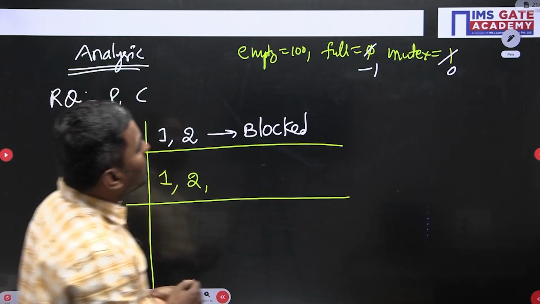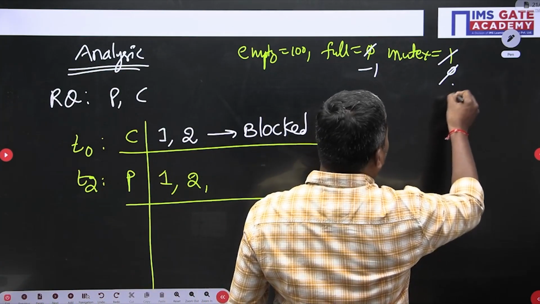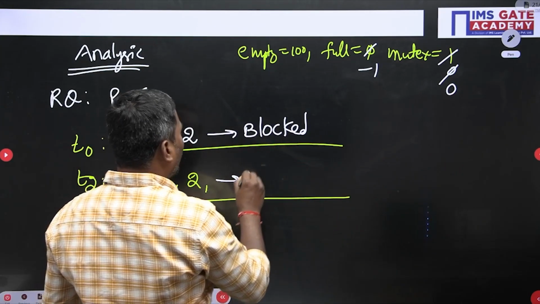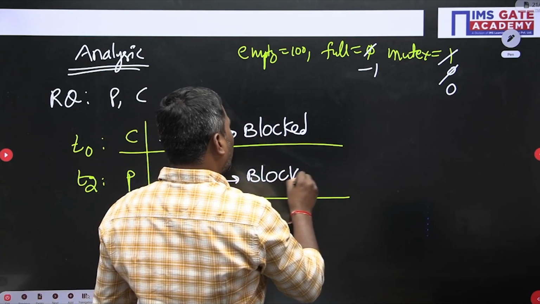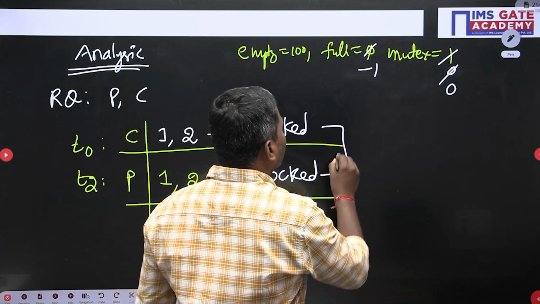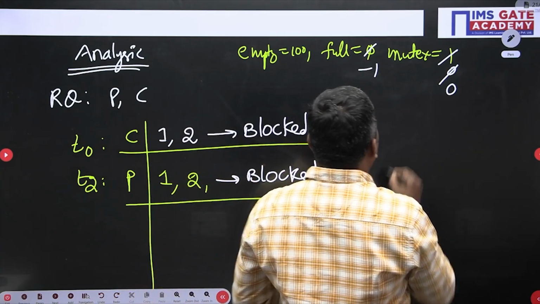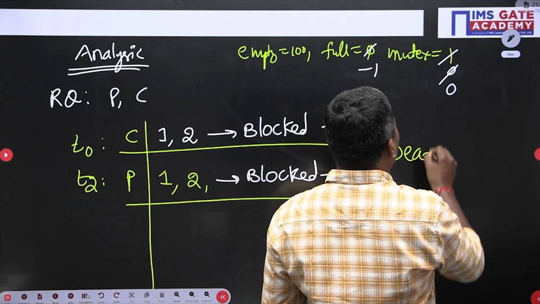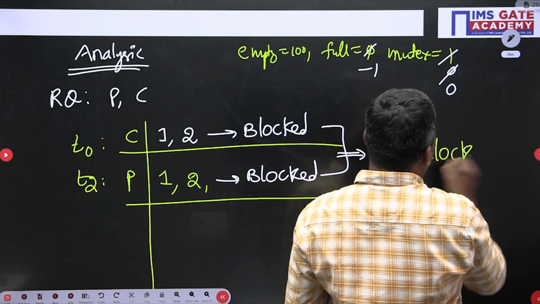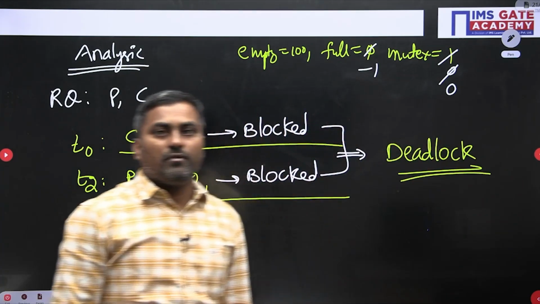What is the mutex value now? 0. 0 down, 0 only. So, this is also going to be blocked or not? So, this is also blocked. So, both the processes are blocked. What does this indicate? Both the processes are blocked, no process is going to be executed, right? So, deadlock happens.